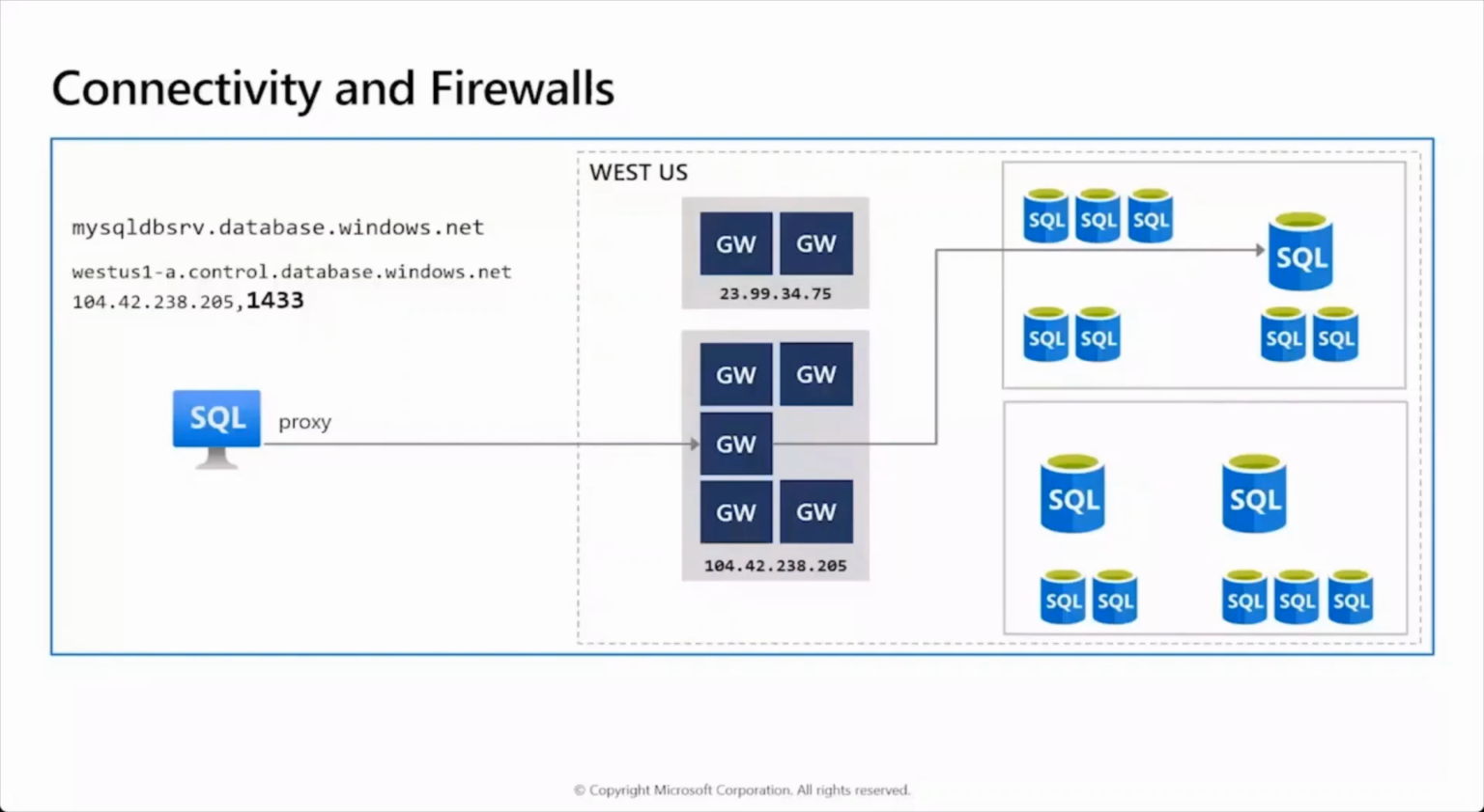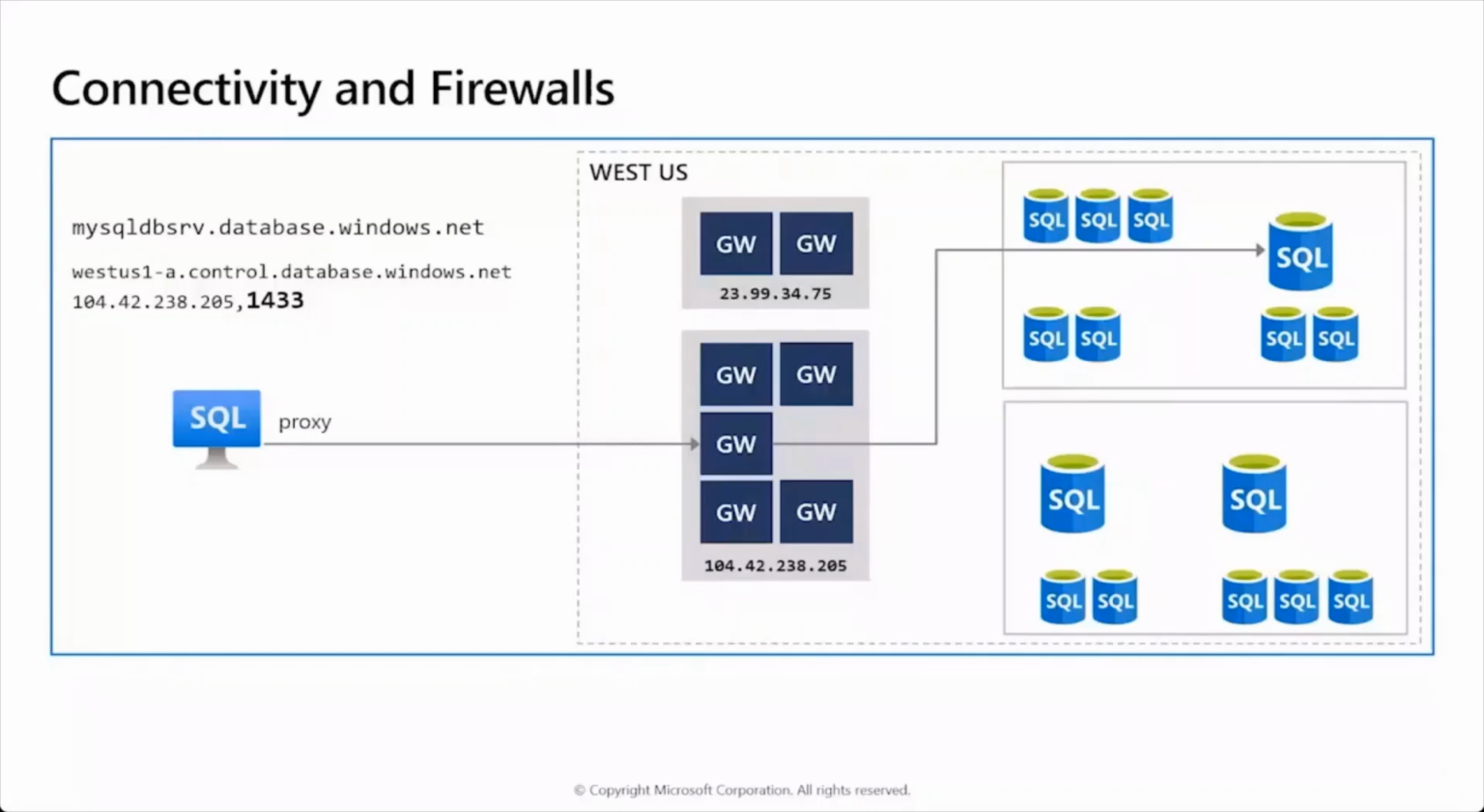You can specify 3 types of server connection policies. So there is the redirect connection policy, which is the recommended one. The redirect one will allow a client to establish connections directly to the node that's hosting the database, which means there is lower latency and higher throughput.